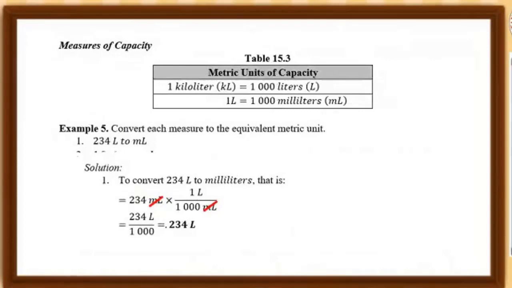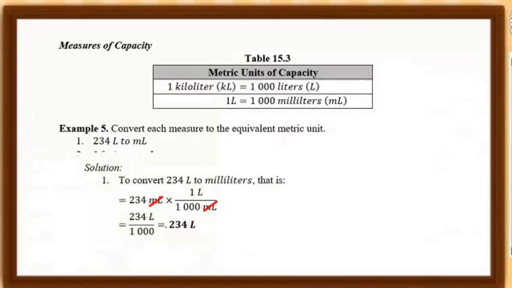And here is the measure of capacity, and this will be the table of metric unit of capacity. So 1 kiloliter or KL is equal to 1,000 liter. 1 liter is equivalent to 1000 milliliter. So convert each measure to the equivalent metric unit. Let us have an example, converting each measure to equivalent metric unit.